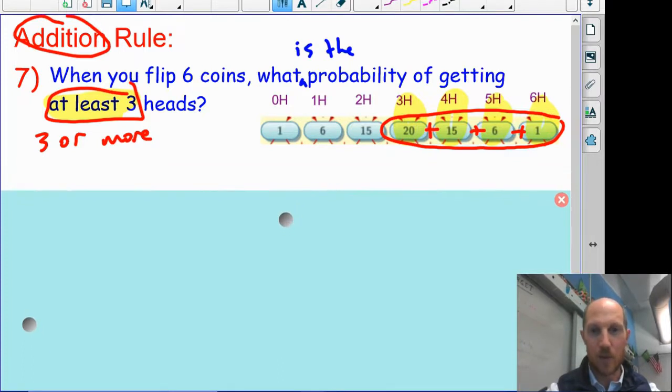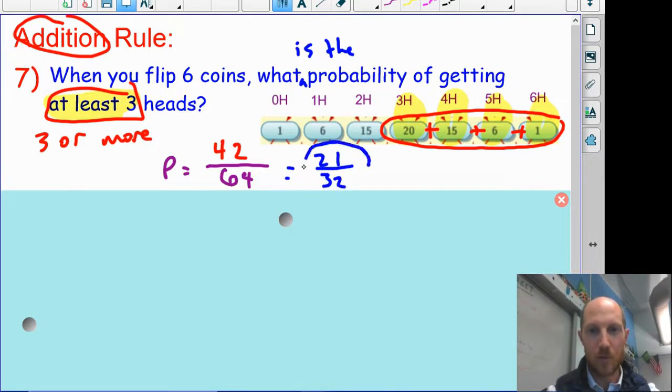Let's see if we've got enough space to write this down. So probability is going to be 20 plus 15 plus 6 plus 1. That's going to be my numerator. 35, 42. All right, so there's our probability fraction, 42 out of 64. We're going to reduce that. In this case, divide both of them by 2, so I'm going to get 21 out of 32. For some people, you prefer decimals, percents, whatever. That's totally fine. I'm going to leave it in fractional form, but that is the addition rule. So if we have multiple outcomes that satisfy the requirement of what we're looking for, we can add those together.